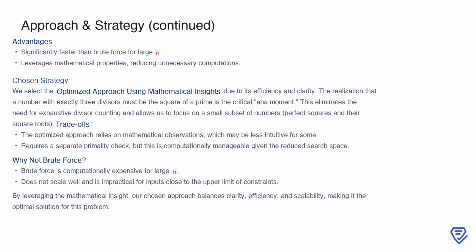The key insight that a number with exactly 3 divisors must be the square of a prime is the breakthrough that simplifies the problem and reduces the search space dramatically. However, there are trade-offs. This approach relies on mathematical reasoning, which might be less intuitive for beginners. Additionally, it requires a separate check for primality, but this is computationally manageable given the reduced input size.